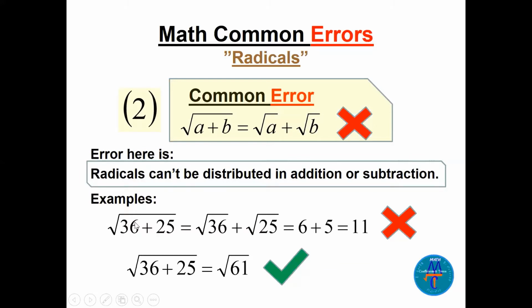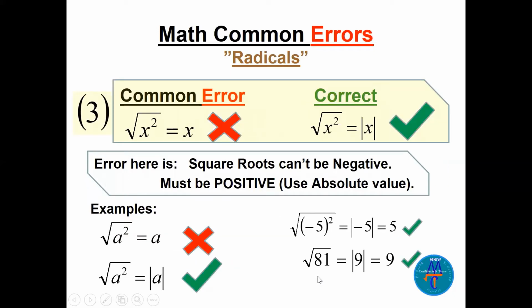If you have square root of 36 plus 25 under the radical, you cannot have square root of 36 plus square root of 25. Many students will do this: 6 plus 5 is 11. That's the wrong answer. Rather, you have to add inside. 36 plus 25 is square root of 61. You cannot simplify it. Just leave it. Let's go to error number 3.